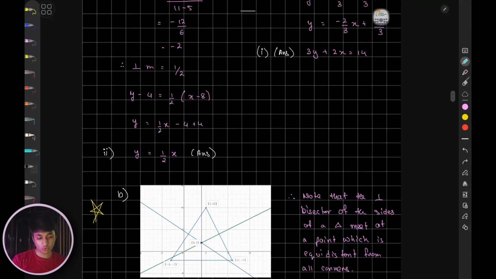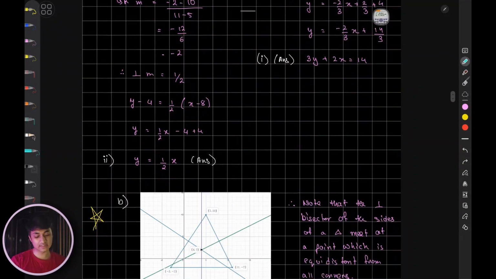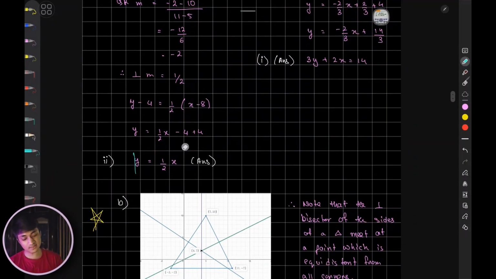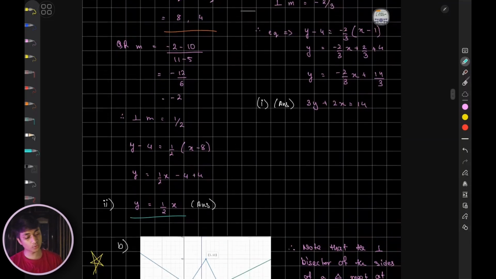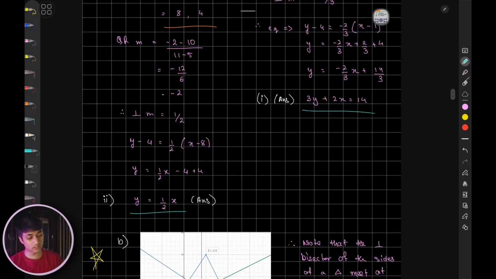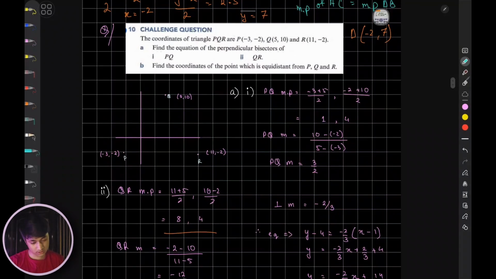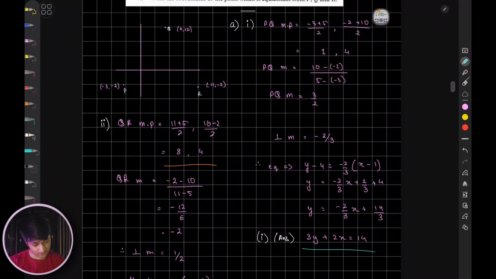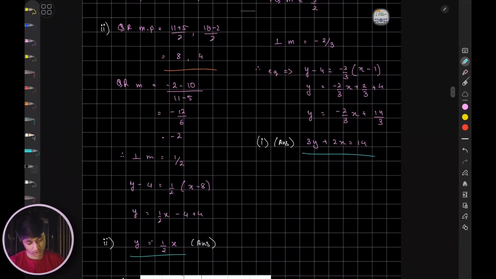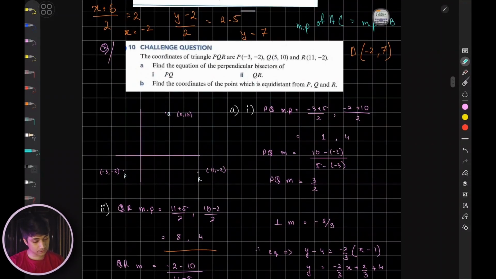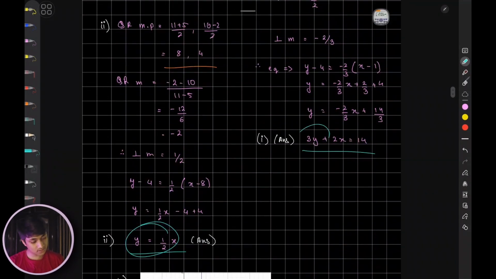Anyways, you already know two of the lines, right? So they've made it easier for you. You know one of the equations of the perpendicular bisector, that is of what? This is of QR, and this is of PQ. So two lines are enough to find the intersecting point, right?